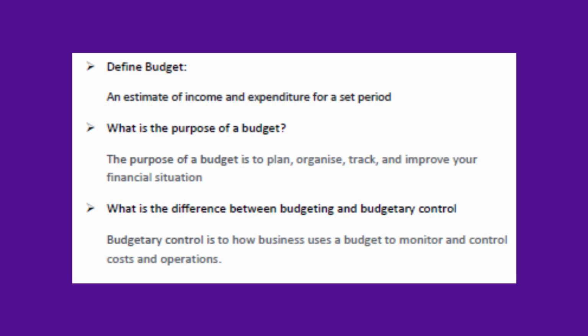So looking a little bit deeper, what is the difference between budgeting and budgetary control? In a nutshell, budgetary control is how businesses use a budget to monitor and control costs and operations. Going forward, they would benchmark what's happening against what they thought would happen, and hopefully either adjust or make plans to help them meet those budget requirements.